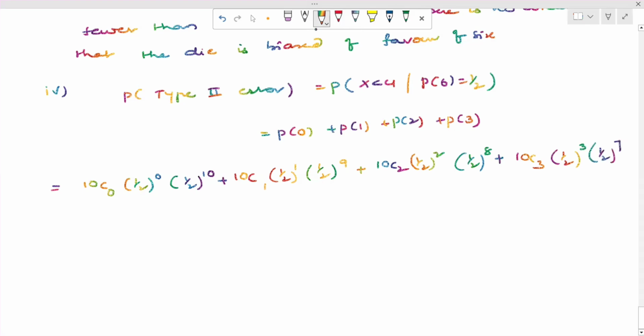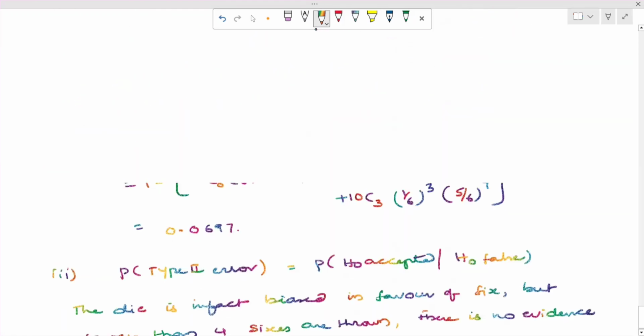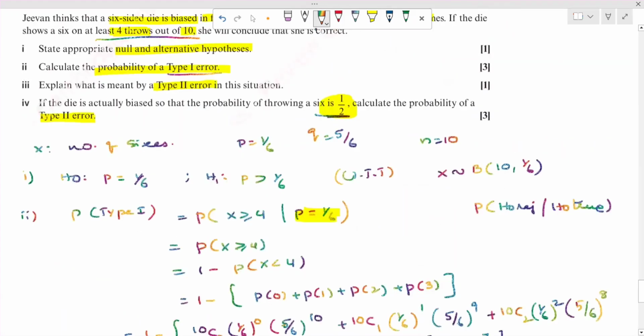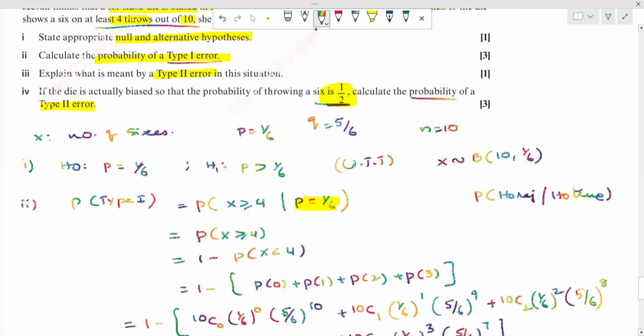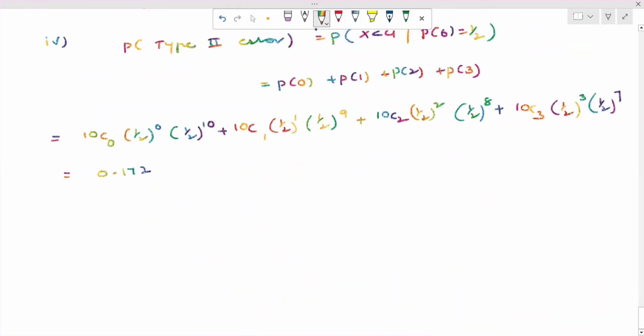Now use your calculator, then you will be getting the answer. Let me check the answer, one minute. That answer is 0.172. Okay, so they're asking us to find only the probability. Calculate the probability of this type 2 error. So this is the value we'll get. I hope you have understood my explanation clearly. Thank you.